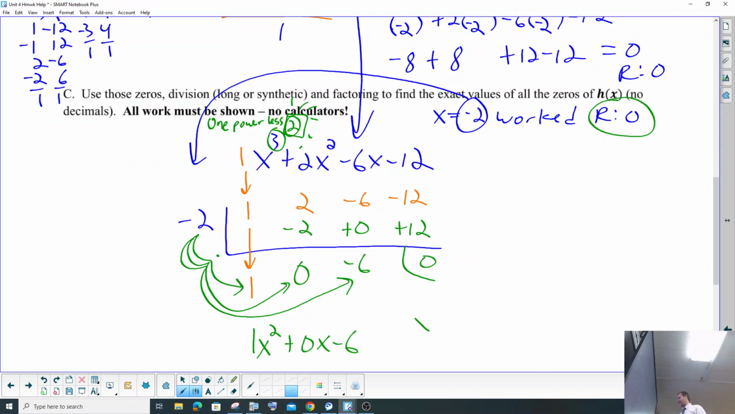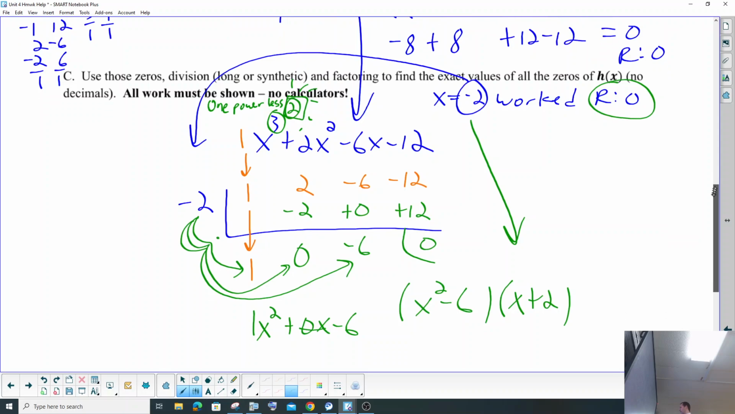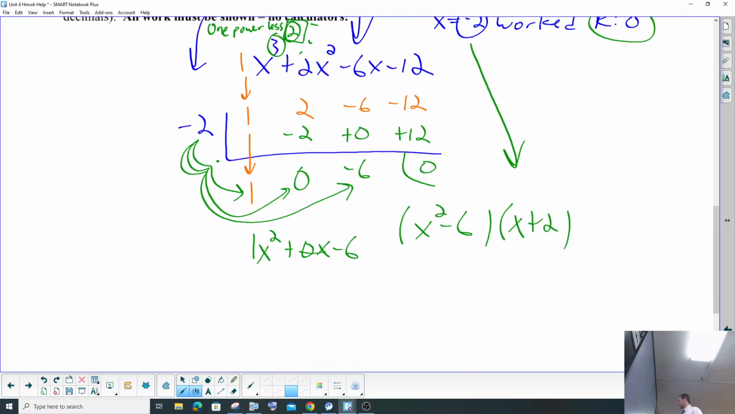So we get x squared minus 6, because the 0 goes away. 0 times x is just 0. And so that's our other factor. Our other factor with x equals negative 2. So those are all our factors. And they want you to find the exact values of all the zeros. Tricky now. We set that equal to 0 again. That's just negative 2, which is one of our zeros that we found using the factor theorem.